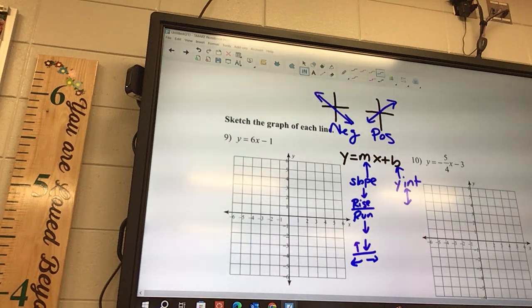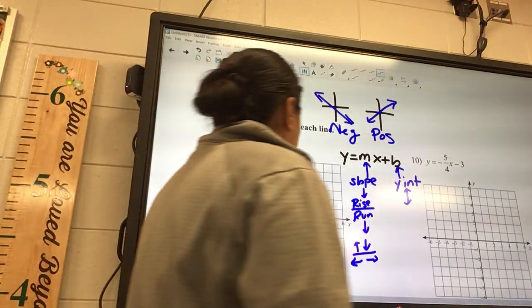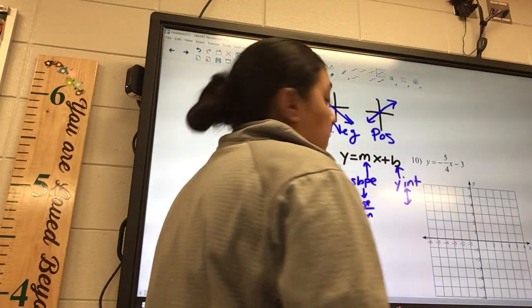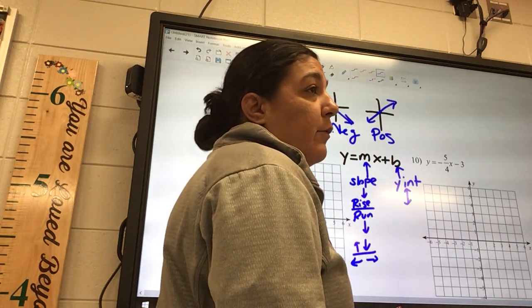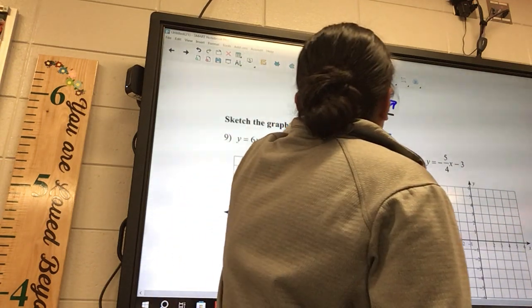Okay, so if we're looking at number 9, what is my y-intercept? Negative 1. So we're going to go to the y line, which is the up and down line, and find negative 1, and we're going to put a giant dot. And I say a big dot, okay, we're not putting a tiny one. That's not cool. I don't know where the pencil is at. Okay, so put a big dot.